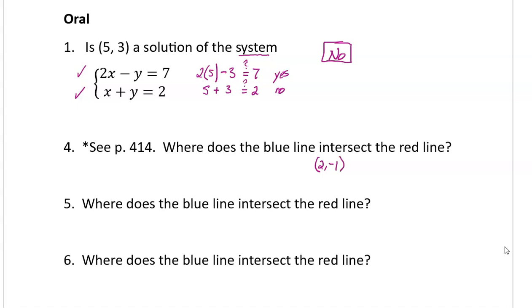For number 5, the lines intersect at left 4, up 5. And problem 6, the two lines intersect left 1, down 3.